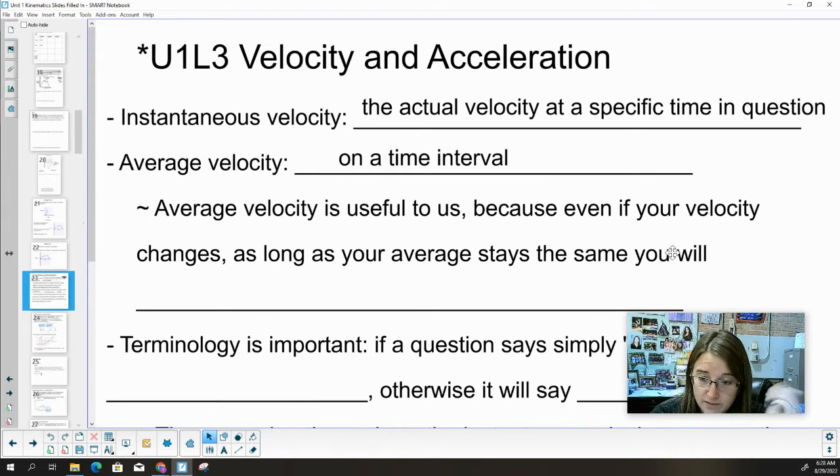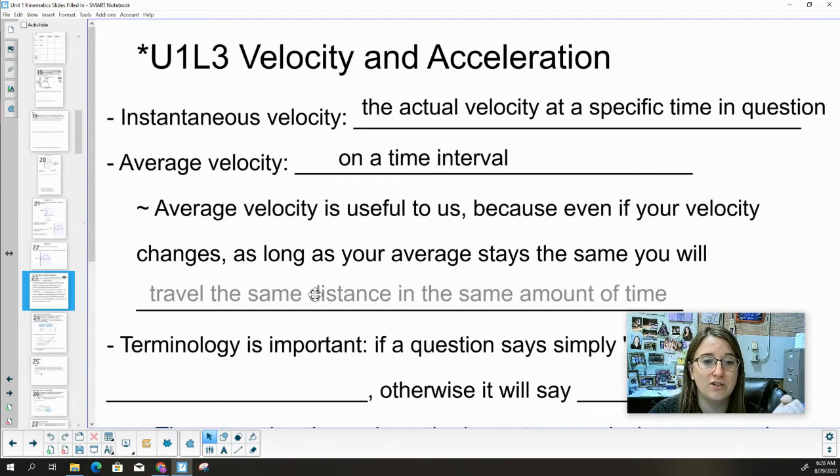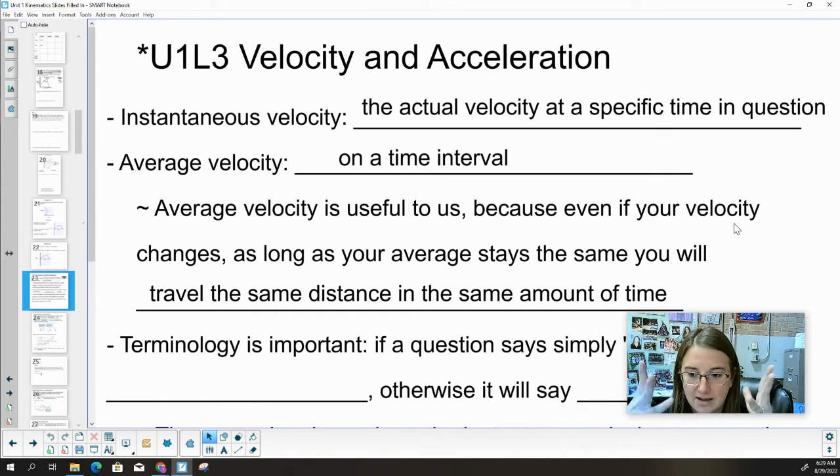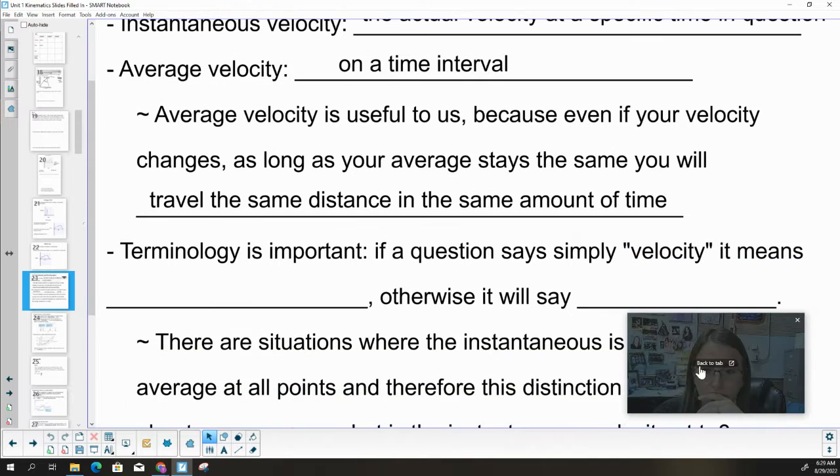Average velocity is useful to us because even if your velocity is changing over that time period, as long as your average stays the same, you're going to travel the same distance, yeah? If I'm going from 25 to 50, well, the average of that's going to be right in the middle of that. If I am going 0 to 75, the average is going to be right in the middle of that, and so it ends up being the same average.